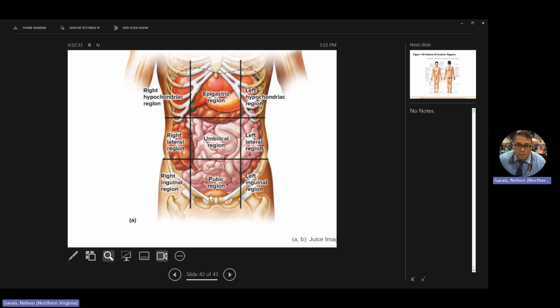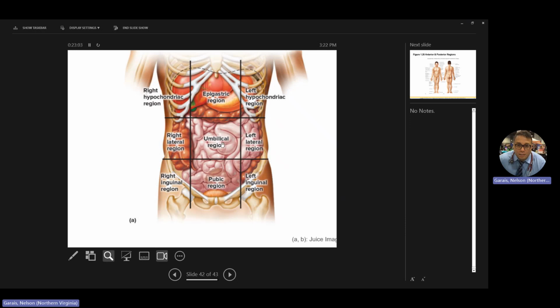And of course, where's your pubic bone? It's right here. This is a piece of cartilage here called your pubic symphysis, and your pubic hair should be in this region. So you have epigastric, umbilical, pubic. Now you have right and left. Right hypochondriac area, which is hypo, underneath the ribs, chondriac. Right, lateral, meaning the side.